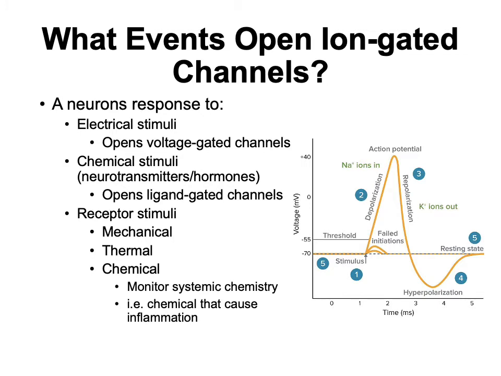The chemical receptors monitor chemistry in our blood, so don't get that confused with a chemical stimuli of a neurotransmitter or a hormone. Chemical receptor stimuli is looking for things changing in the chemistry of our body, where it gets too acidic or too basic and stuff like that, or chemicals that are released when you have inflammation. That's a big factor in stimulating a chemical receptor.